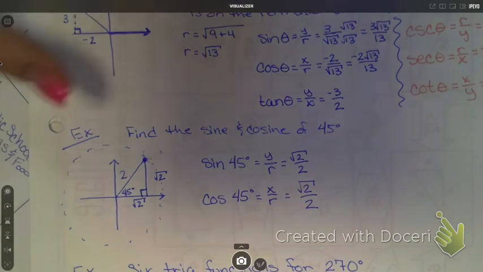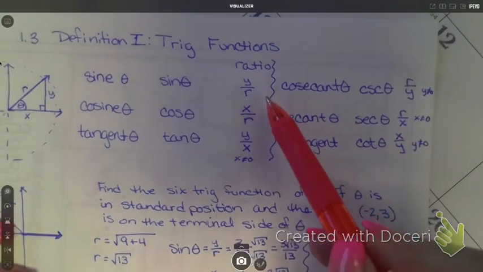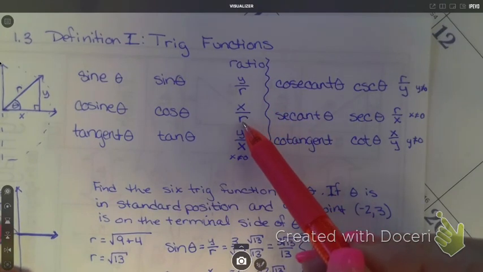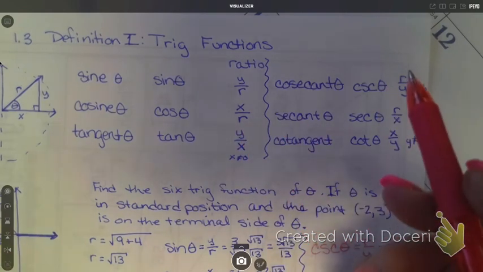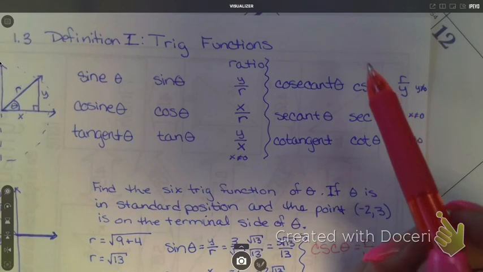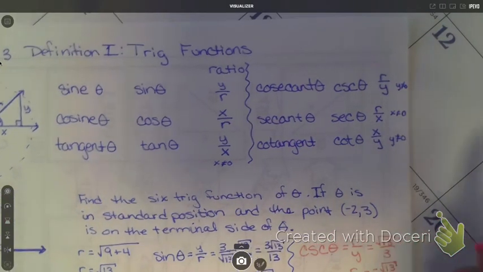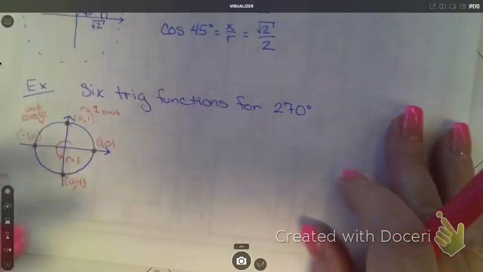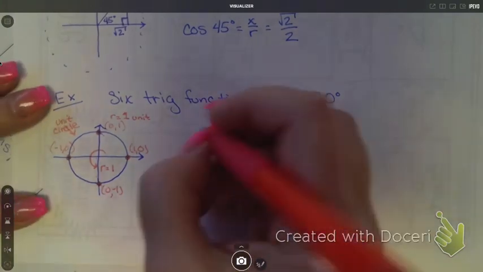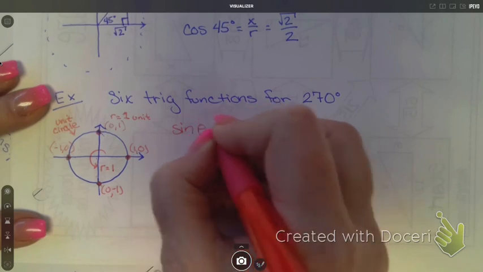Okay? So when we do all of these and put them over R, what are we putting them over? 1. So do you really even have to think about R? No, not till you reciprocate them, and then we'll go from there. Okay. So sine of theta, what's my ratio?